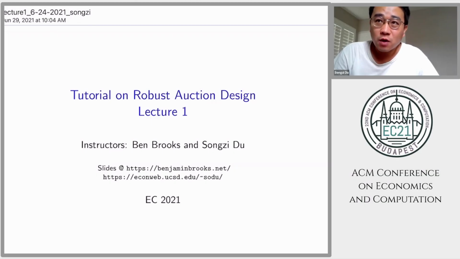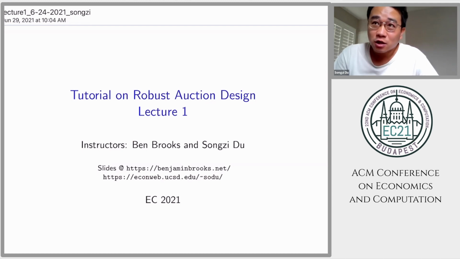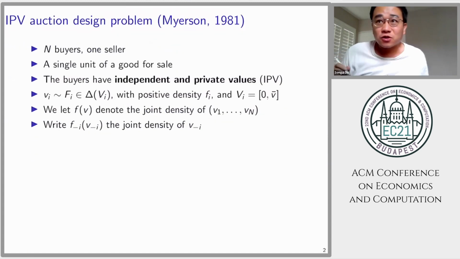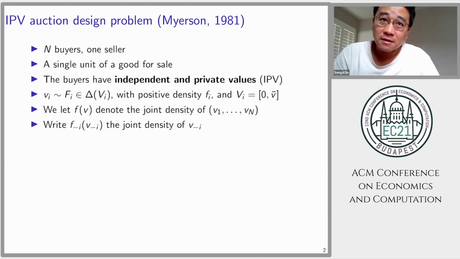In this first lecture, I will review some background from standard mechanism design theory and provide motivation for robust auction design. So a good place to begin is, of course, the famous paper by Myerson.